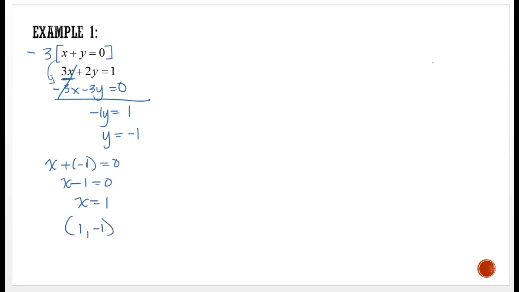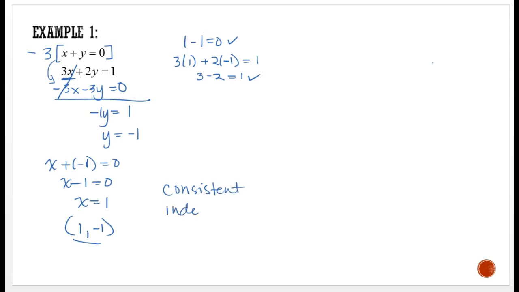You can always go back and check, plug in your numbers. 1 minus 1, is it equal to 0? That is true. 3 times 1 plus 2 times -1, is it equal to 1? Well, that's 3 minus 2 equals 1. So that is a good solution. Now, we have one solution, which means this is consistent and it is independent. There's only one solution. We'll do an example that has more than one, so you'll see what that looks like. But if you end up with a clear x and y, that's just an independent, consistent system.